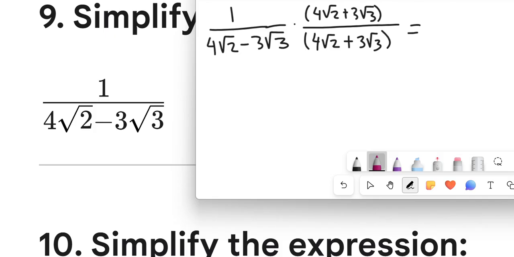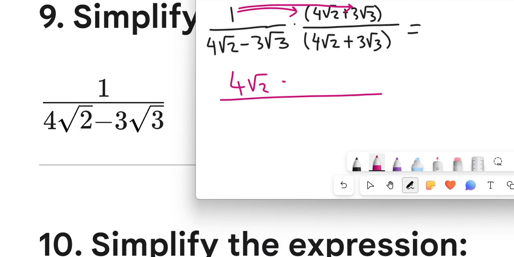Okay, if we multiply them now, the numerator: 1 multiplied by this is 4 square root of 2. 1 multiplied by this is 3 square root of 3. Then we have our denominator. 4 radical 2 multiplied by 4 radical 2. 4 times 4, 16. Radical 2 by radical 2 is 2.